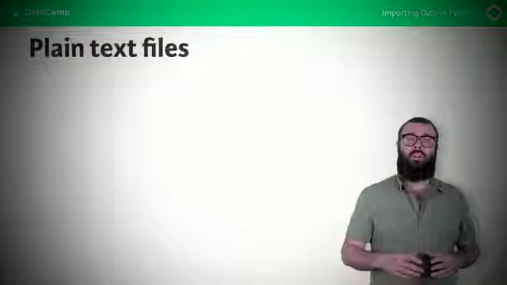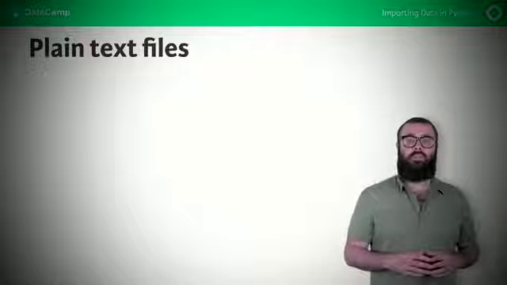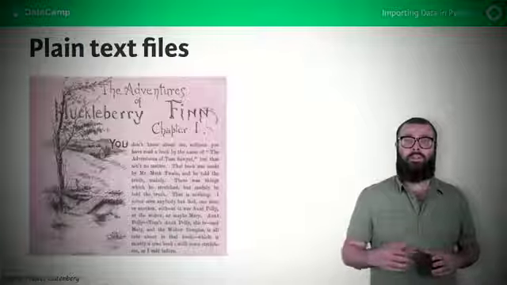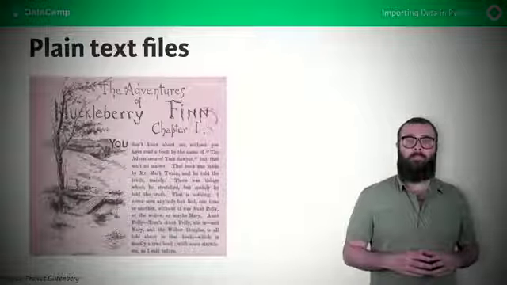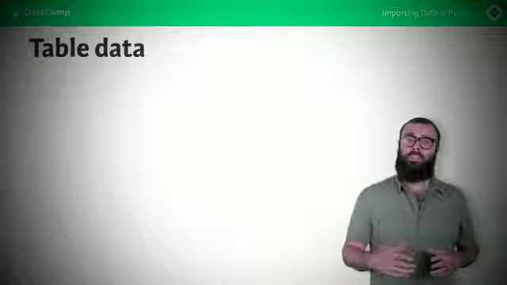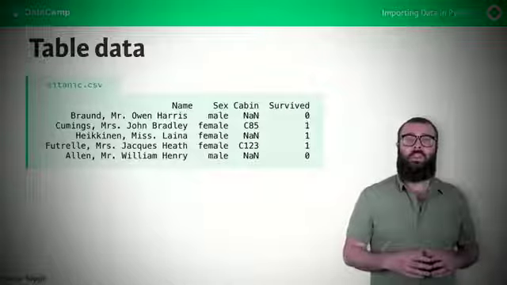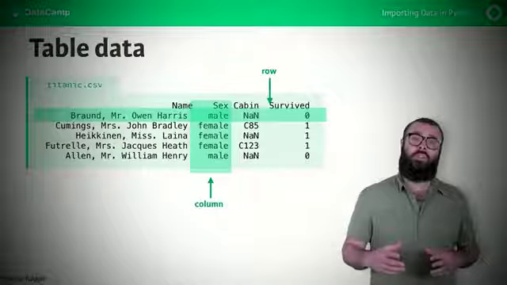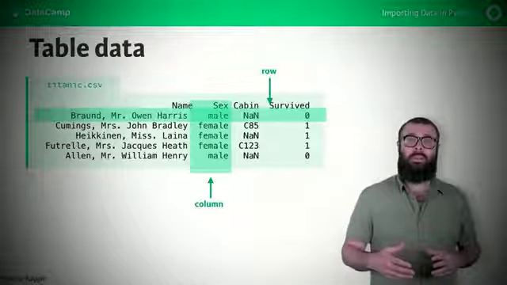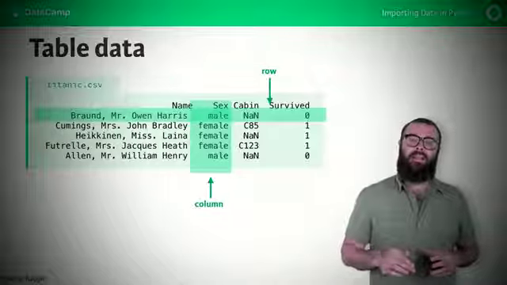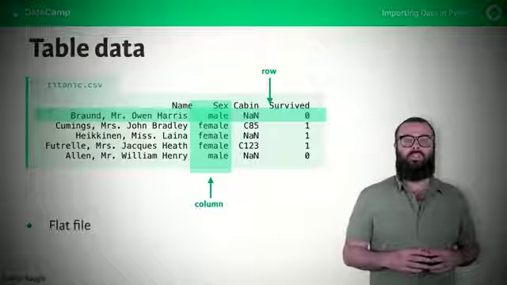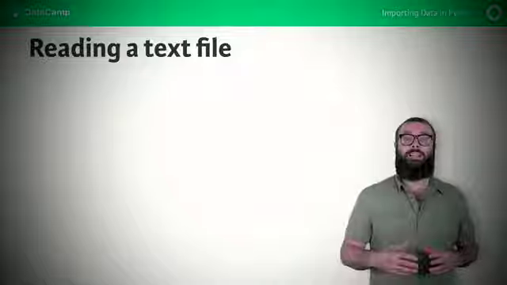First off, we're going to learn how to import basic text files, which we can broadly classify into two types of files. Those containing plain text, such as the opening of Mark Twain's novel The Adventures of Huckleberry Finn, which you can see here. Those containing records, that is, table data, such as Titanic.csv, in which each row is a unique passenger on board, and each column is a characteristic or feature, such as sex, cabin, and survived or not. The latter is known as a flat file, and we'll come back to these in a minute. In this section, we'll figure out how to read lines from a plain text file.